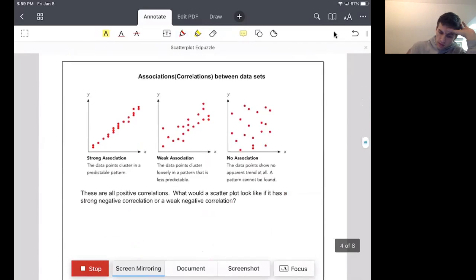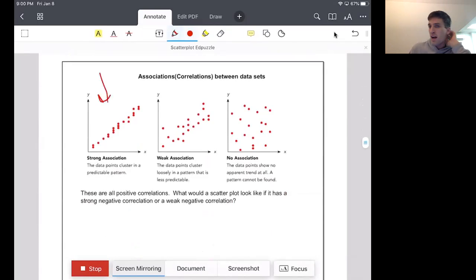Now, if all of the points are really close to one another, I would write these down if I were you. Okay, pause this video if you have to and write these down. If the points are all really close to each other and they follow a predictable trend, that's called a strong association. A weak association is when they follow a trend, but it's a little bit more spread out, right? And then no association is when it's just kind of a whole hodgepodge of points.